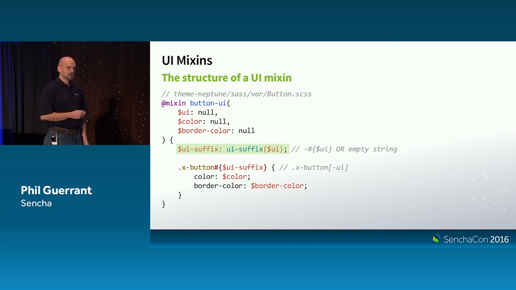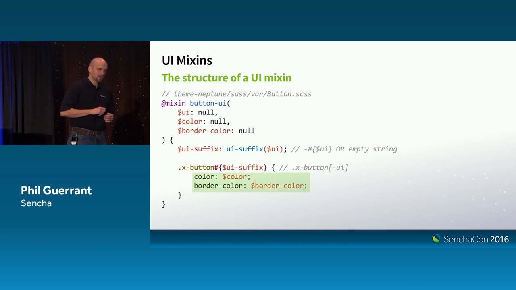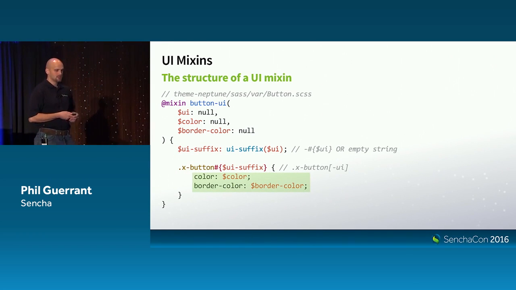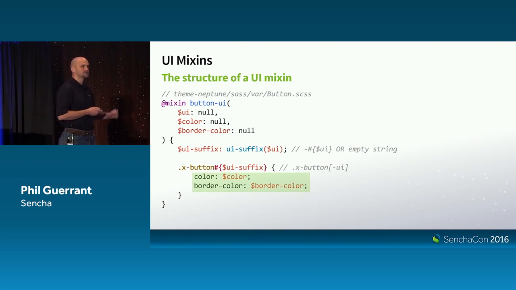This is an interesting line. Basically, we just take the UI name and we create a suffix that goes at the end of our class CLS, like we saw earlier. And if no UI is passed, you get no suffix. So if you call this mixin with no UI name, our selector would be X button. And that's how we create the default styling for a button, is the framework will call it. And then finally, we output some rules here. You could also have additional selectors inside here which style child elements and or different various states of the component.